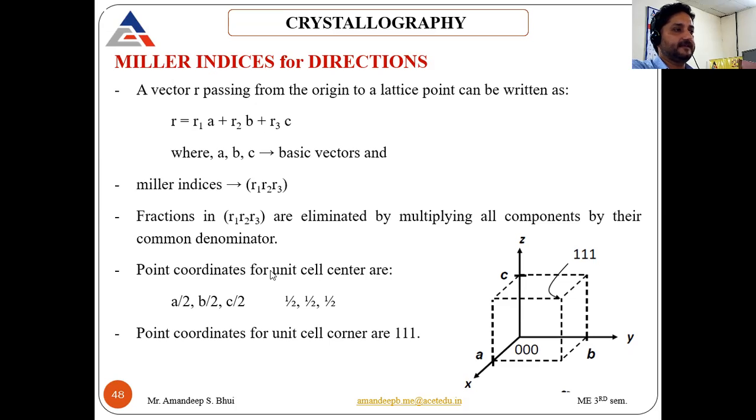So this means the value of r1a will be a by 2, because here the value of r1 is 1 by 2, r2 is 1 by 2, and r3 is 1 by 2. All are 1 by 2. So the point coordinates will be a by 2, b by 2, and c by 2. Hence the Miller indices for this will be 1 by 2, 1 by 2, 1 by 2. Now similarly, a point coordinate at the corner will be given by 1, 1, 1. So this is how we define the Miller indices for the direction.